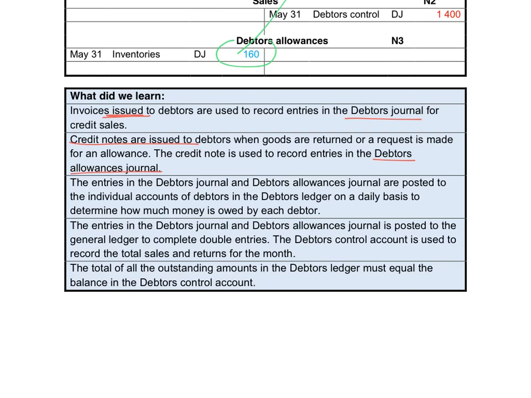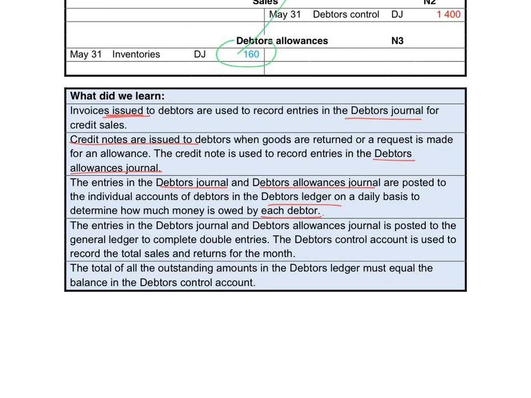The entries in the debtors journal and in the debtors allowances journal are posted to the individual accounts of the debtors in the debtors ledger on a daily basis. So every day we can determine how much money is owed by each debtor. This is important to determine whether they are overdue or they exceeded their credit limit, whether we can give them more credit. So it's a very important transaction to determine how much money the debtors owe.